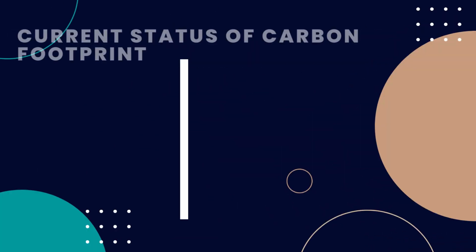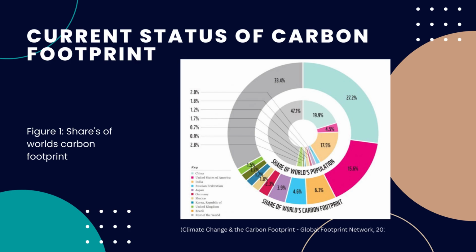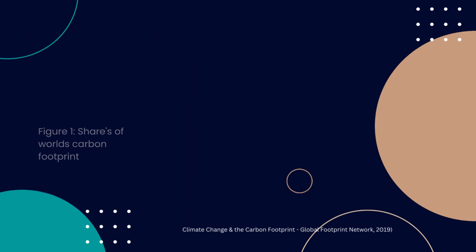Next is the current status of the carbon footprint. When we look at Figure 1, the highest percentage of carbon footprint production is the rest of the world, which is 33.4%. However, it represents all countries other than those 10 countries shown in Figure 1. When we look in terms of countries, the highest percentage is China, which is 27.2%. This is because China has a big population. Then followed by the USA, which is 15.6%.